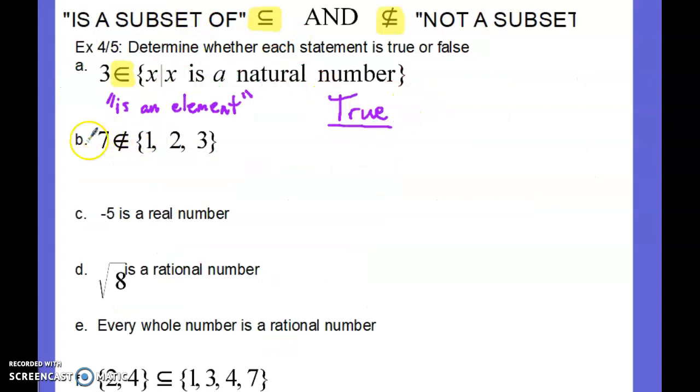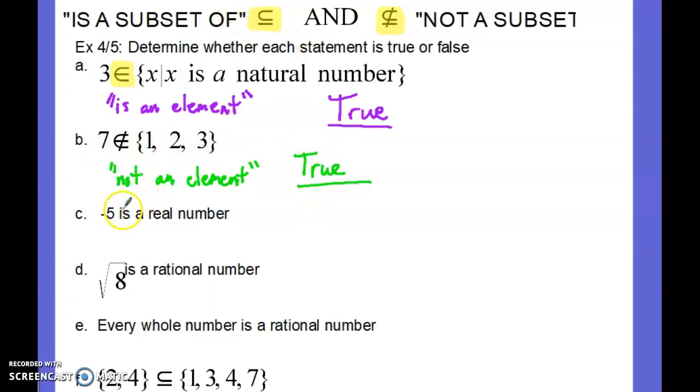So looking at letter B, is 7 not an element? So we put a slash through the E. That's basically all that's saying. 7 is not an element when we put a slash through it. As you look at this set, it has the elements 1, 2, and 3. Is 7 part of it? Since it is not, 7 is not an element, so this is also a true statement.